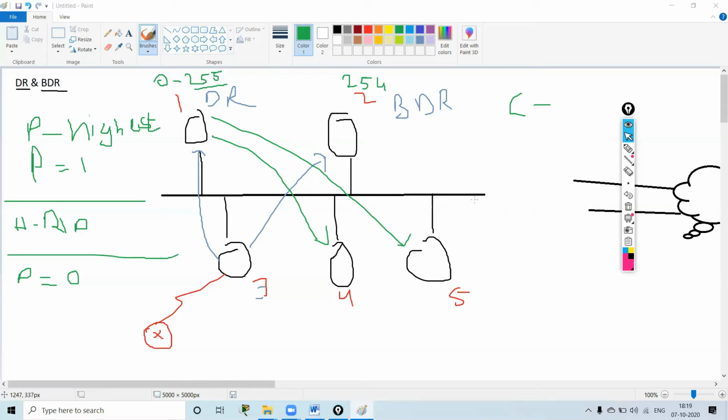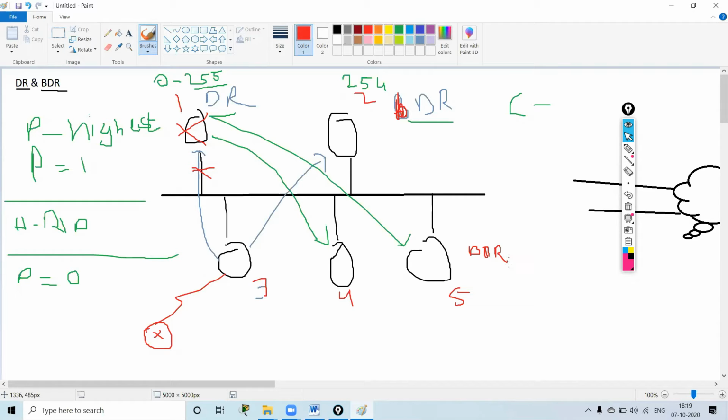Okay. So understood till here? Yes. DR, BDR. Now this DR, BDR election is not preemptive. Not preemptive means, suppose this was my DR and this was my BDR. Now suppose either this link went down or this router went down. Now this router will become the DR and a BDR will be elected. Suppose this router became the new BDR.